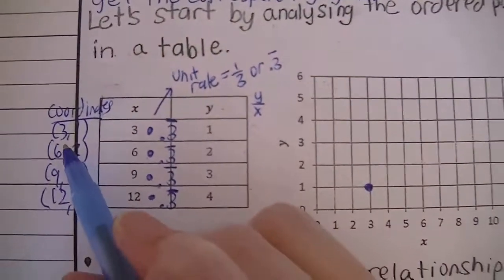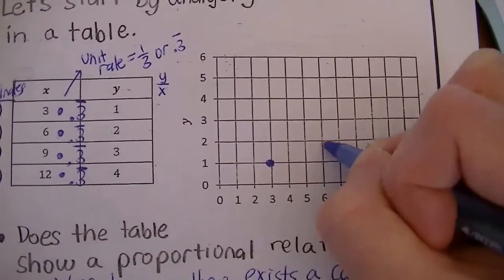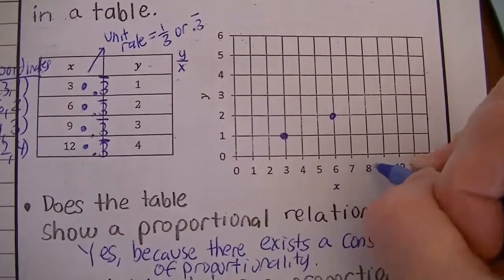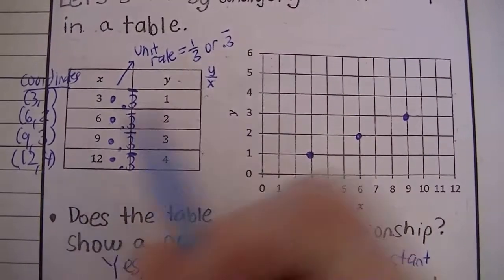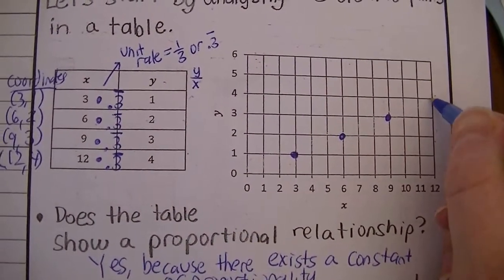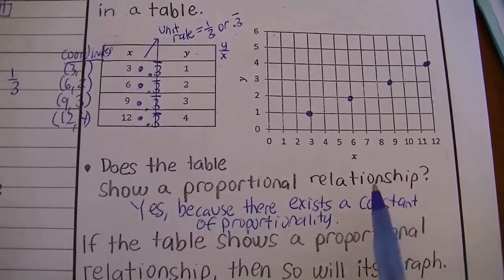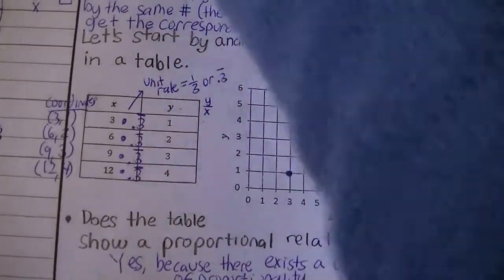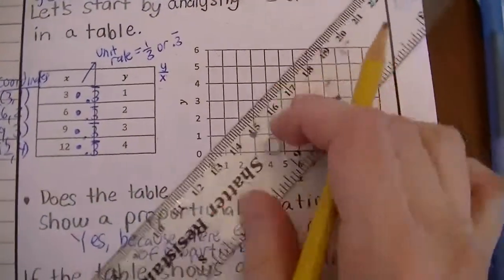So 3, 1, 6, 2, x is 6, y is 2, x is 9, y is 3, x is 12, y is 4. Okay. So look at this graph right here, and I want you to connect those points and just extend them as far as they'll go.